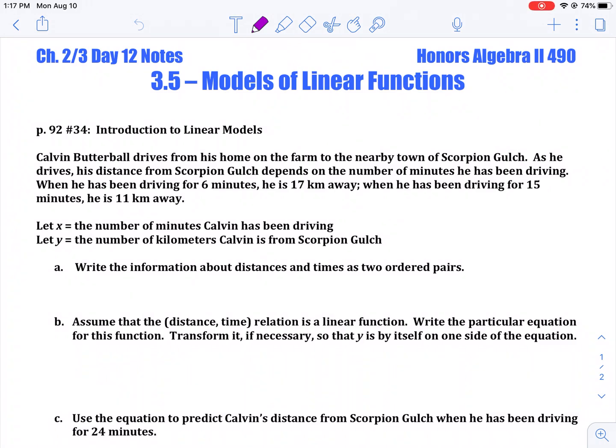Welcome to Day 12, Section 3.5, Models of Linear Functions. So this is your first experience with models in 490s. There's a couple things that we do in this class that you need to abide by. For the most part, it's so that you understand what is going on with the problem. Also, it helps us follow your work and make sure your understanding is up to par.